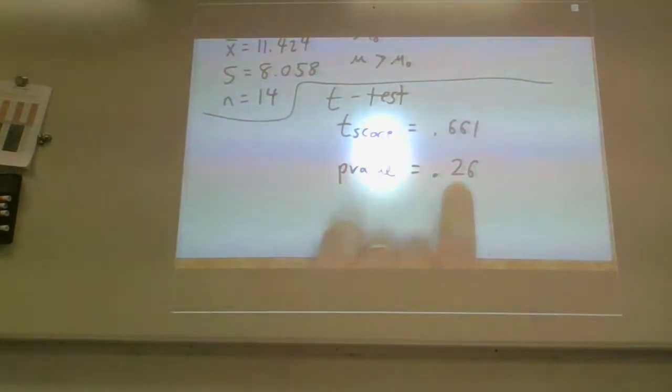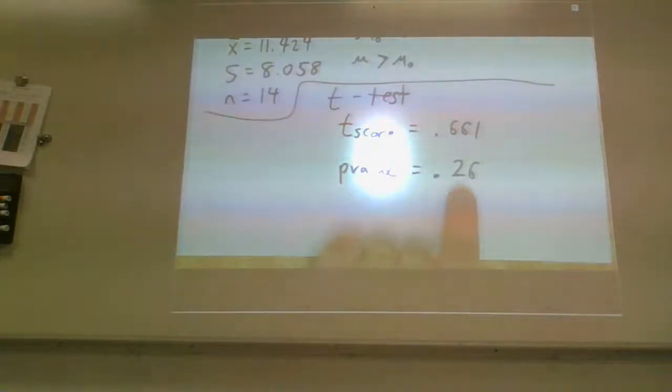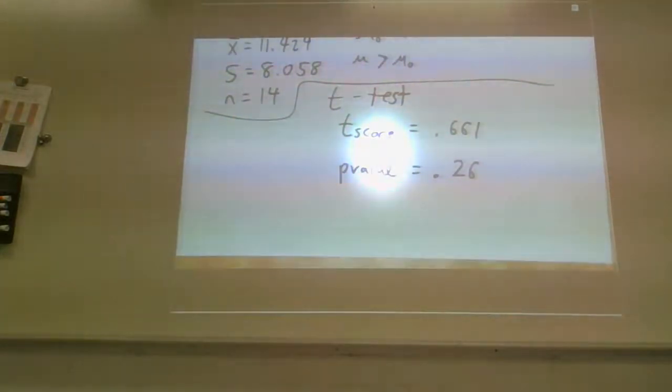So what are we doing here? We reject if the p is low. If the p is low, fill in the blank. So what do we do here? Implying, is he overspending? You're shaking your head no. I agree. We fail to reject because the p-value is too high.